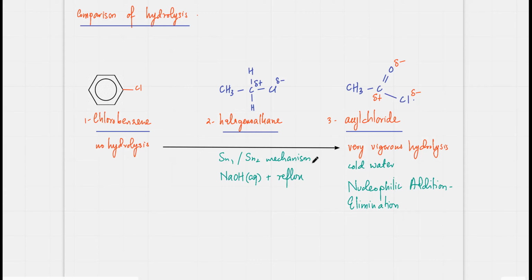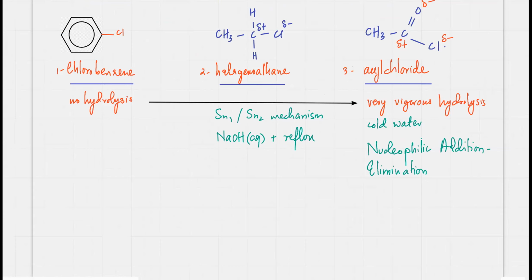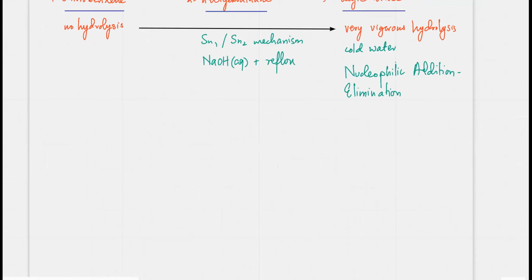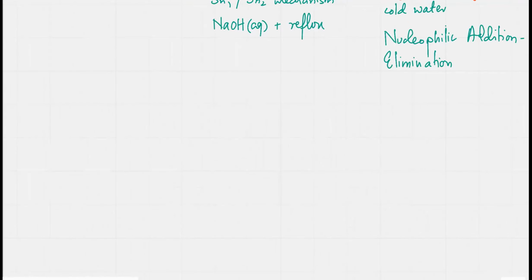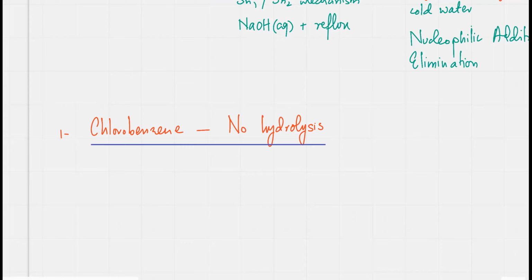Okay, let's start with the first one. They're going to ask you for the reasons: why is the first one not reacting with water, or why isn't it reacting with OH minus? That's the first part. So let's talk about option number one, that chlorobenzene has no hydrolysis. What is the reason that you're going to write down? No hydrolysis of chlorobenzene, and the reason is that it's not going to be attracted to nucleophiles.